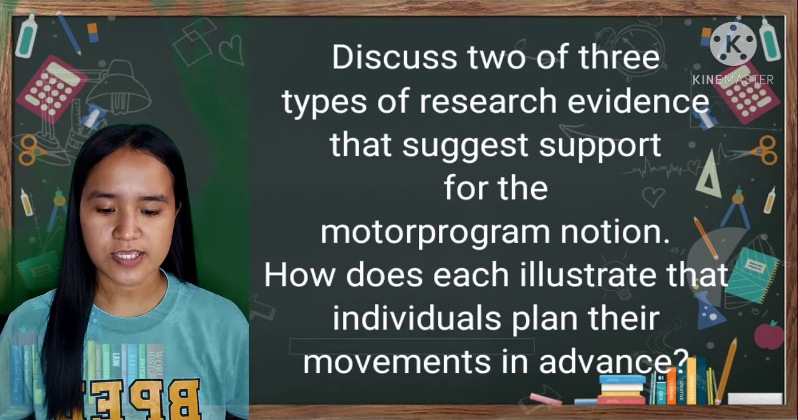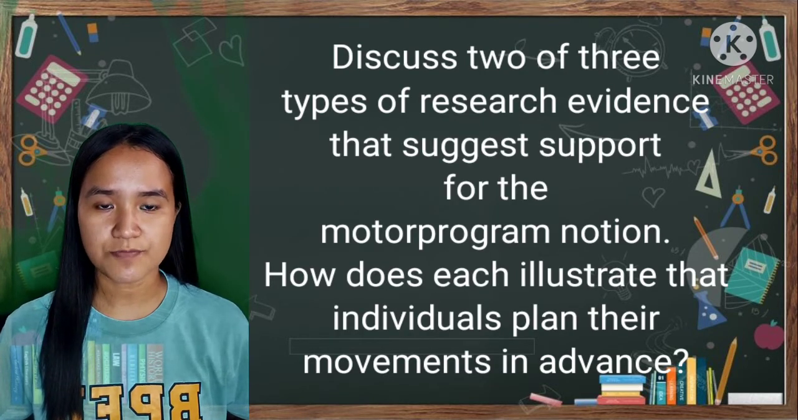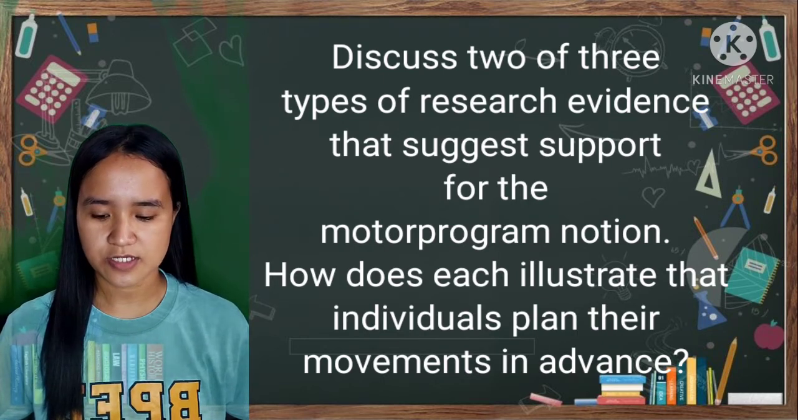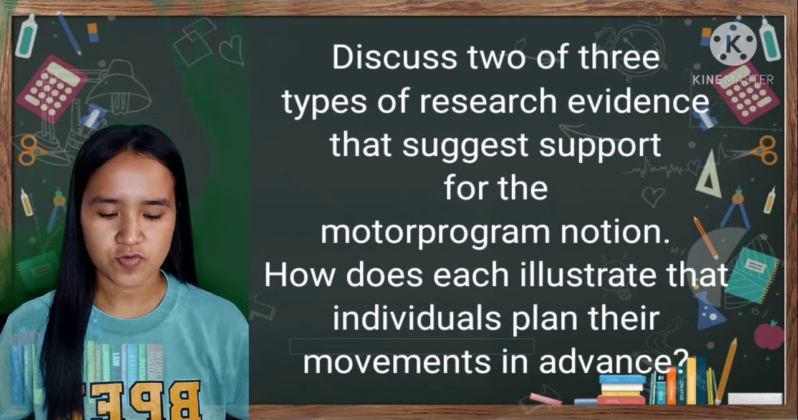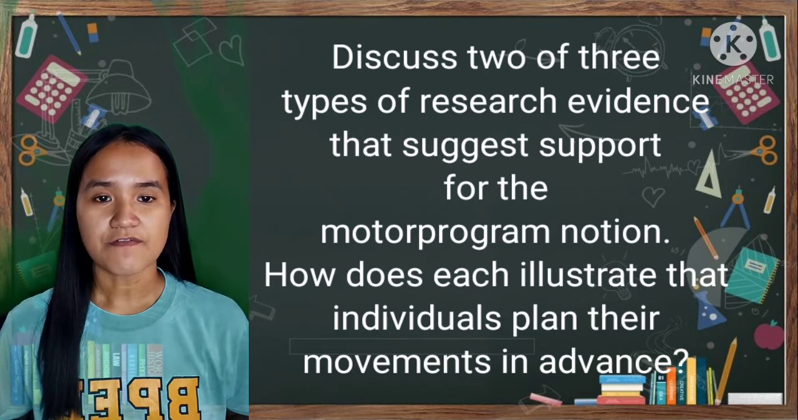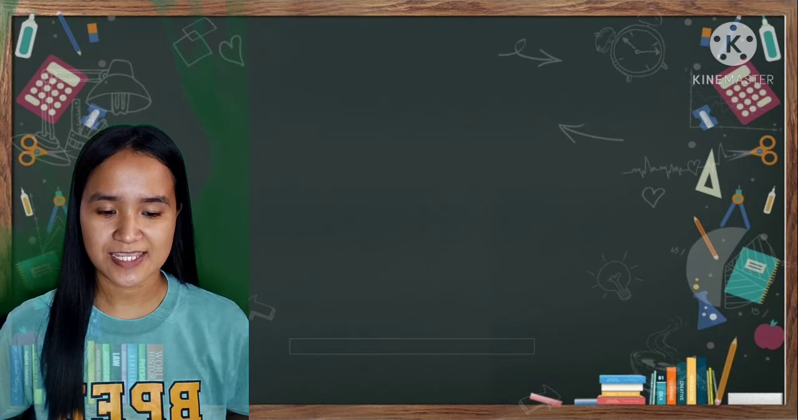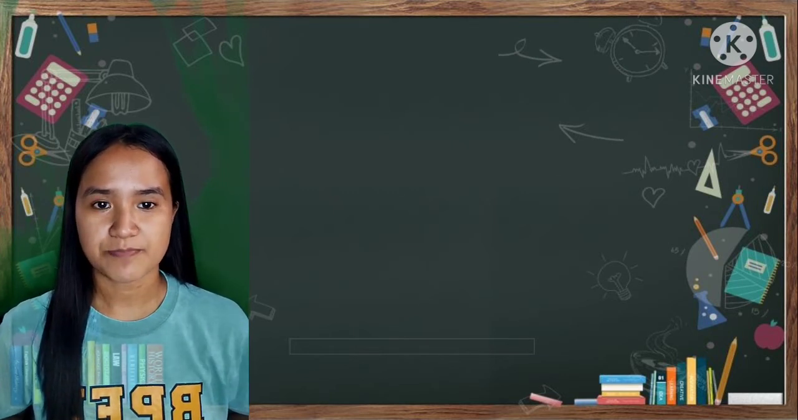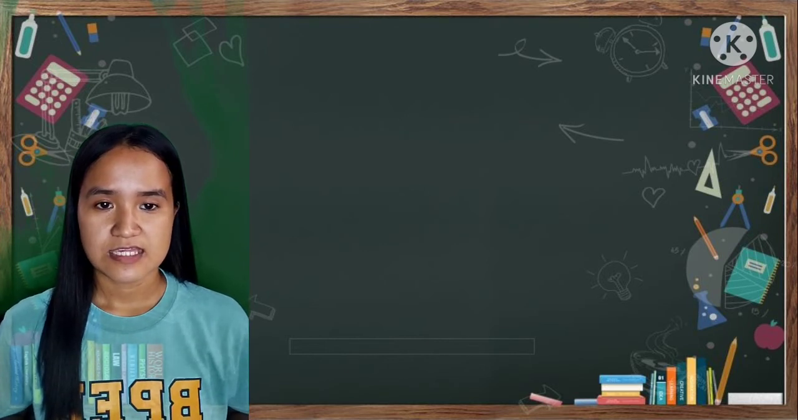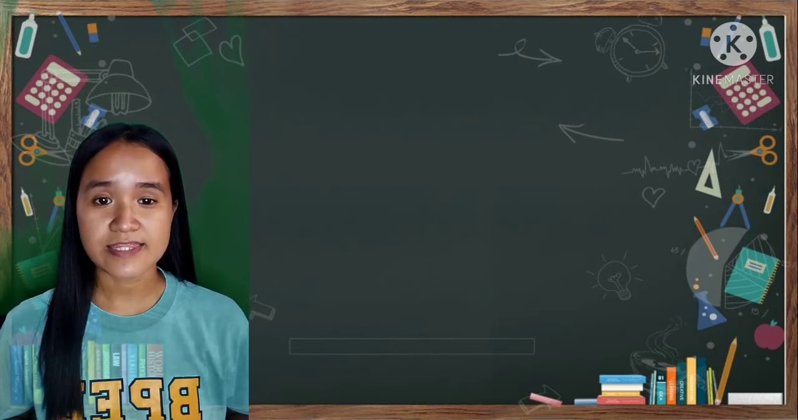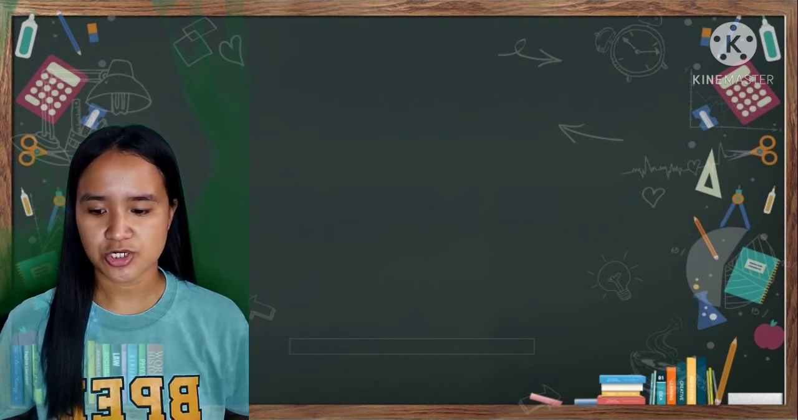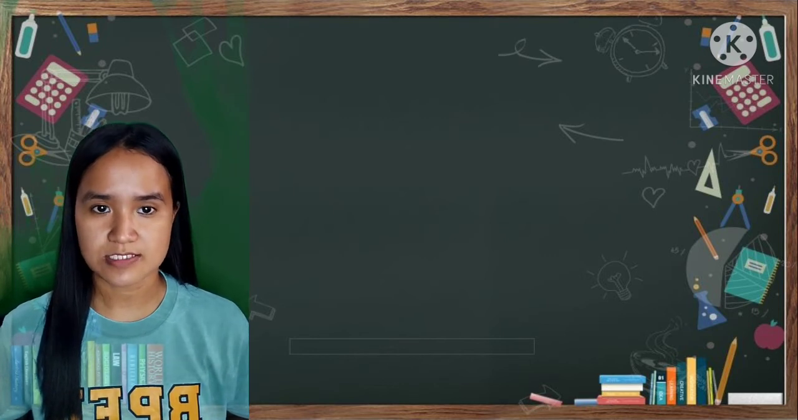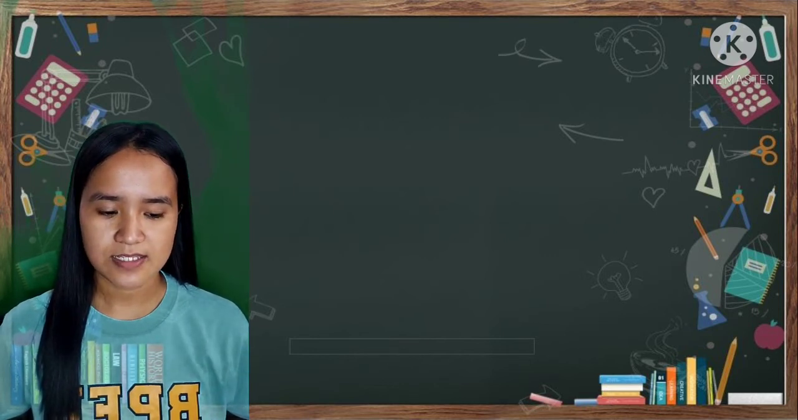Discuss two to three types of evidence that suggest support for the motor program notion. How does each illustrate that individuals plan their movement in advance? First, the results of early Lashley 1917 and the more recent Taub and Berman 1968 showed that deafferentation research has shown that movements are possible without sensory feedback from the responding limb.